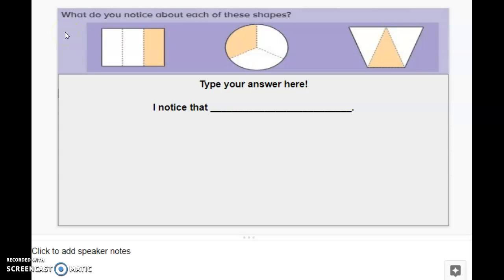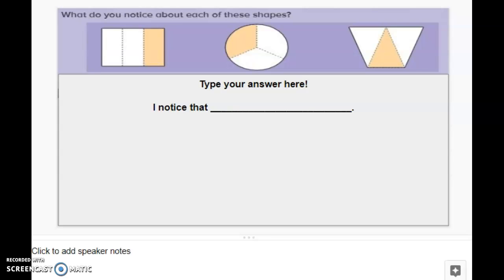So what do you notice about each of these shapes? I want you to take a moment and go ahead and type in your answer. Go to that slide, slide number 2, and type in your answer. Pause this video, go and work on that. All right, so now we're resuming our video. Let's go ahead and continue on.